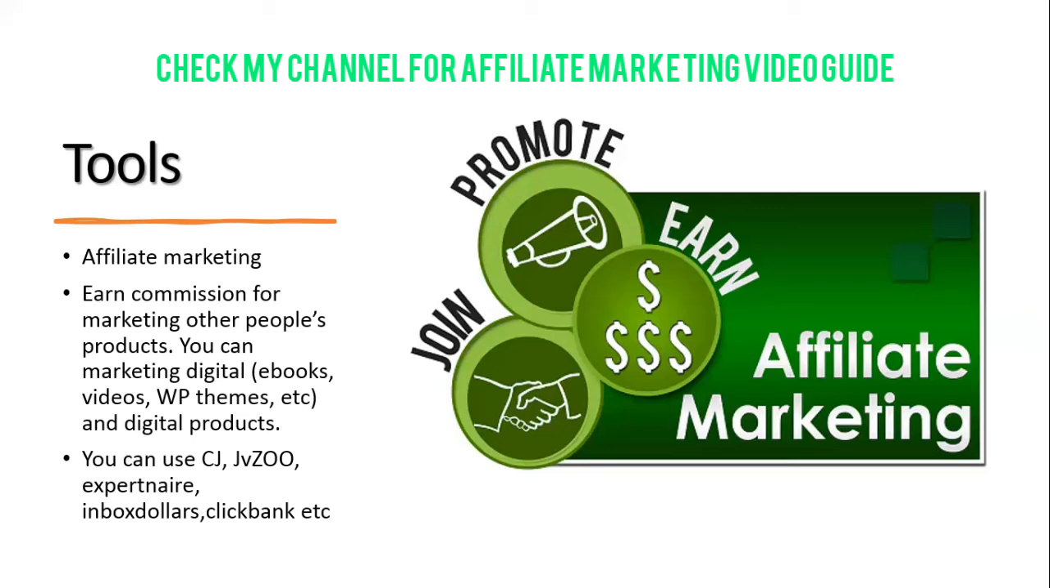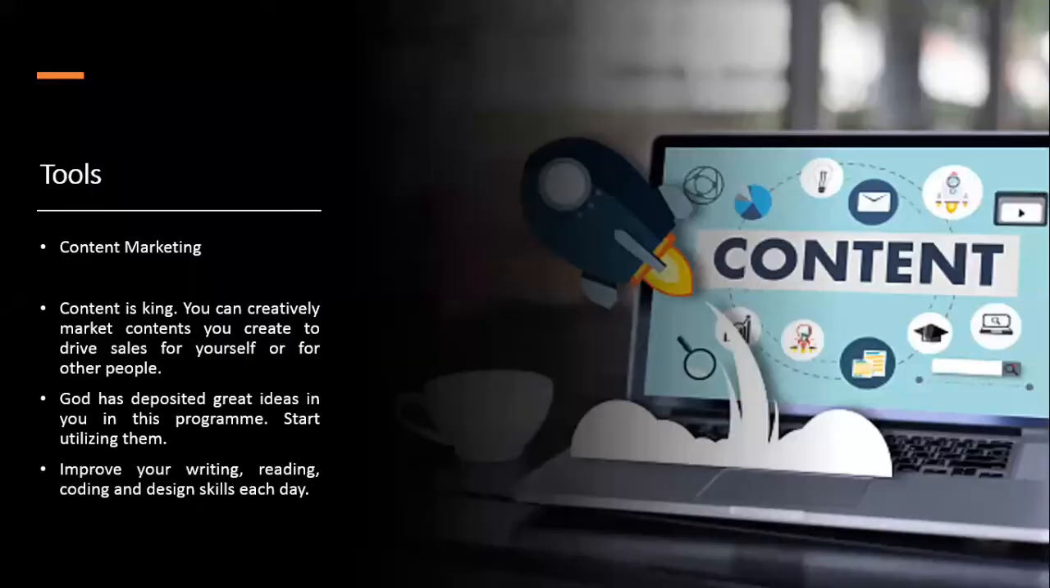What are the platforms you can use for affiliate marketing? You can use Commission Junction, you can use JVZoo, you can use Expertmail, you can use ClickBank, and some other ones.